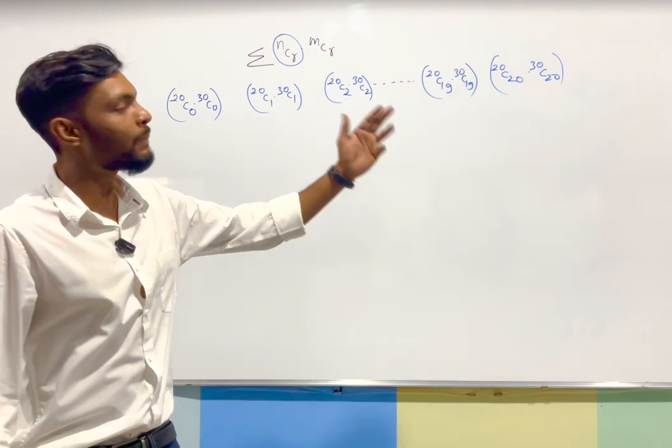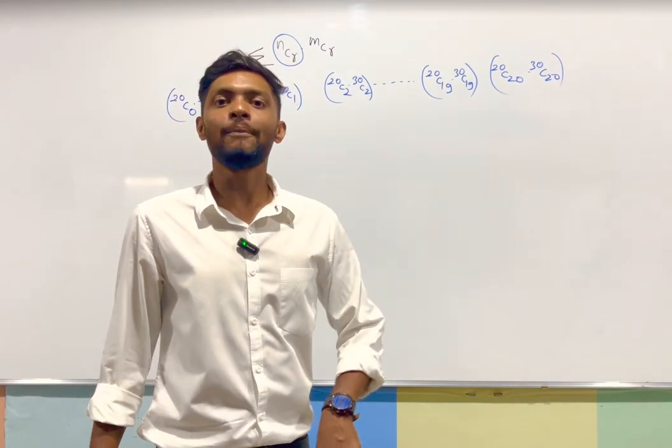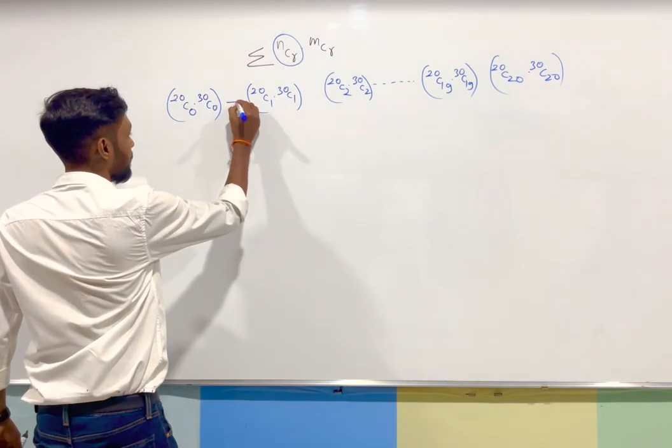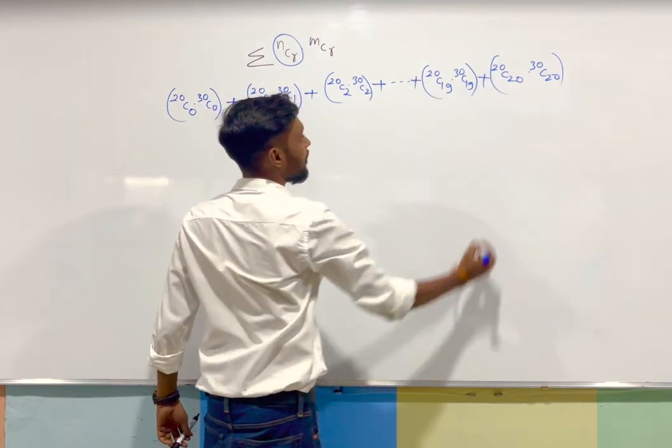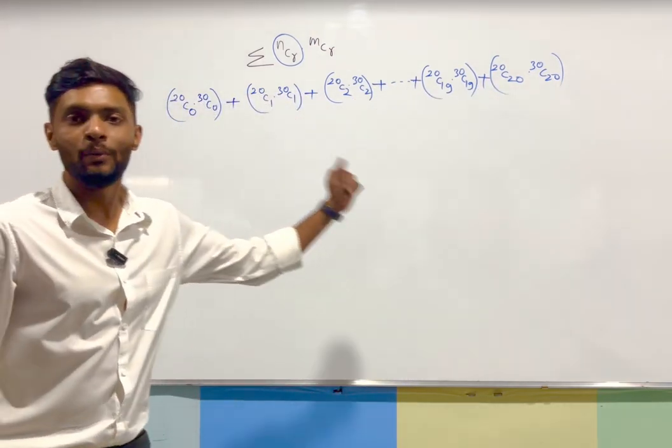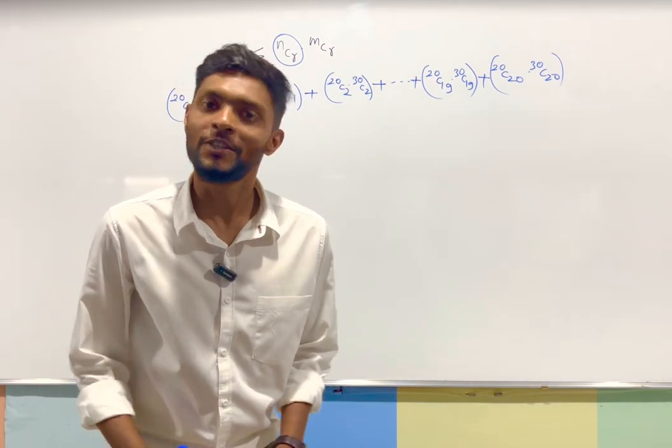Okay, so we multiplied their corresponding terms. Now we have to add them all. We added them all. What would be the result? The result is very simple.